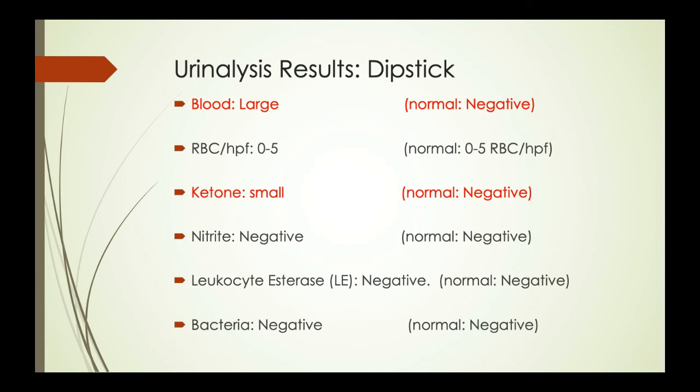Urinalysis using a dipstick method revealed a large amount of blood within the urine. However, upon microscopic examination, only normal levels of red blood cells were found within the urine, meaning that this patient either has myoglobinuria, which is myoglobin found in the urine, or hemoglobinuria, which is hemoglobin found in the urine. The urine sample also contained small levels of ketone bodies.